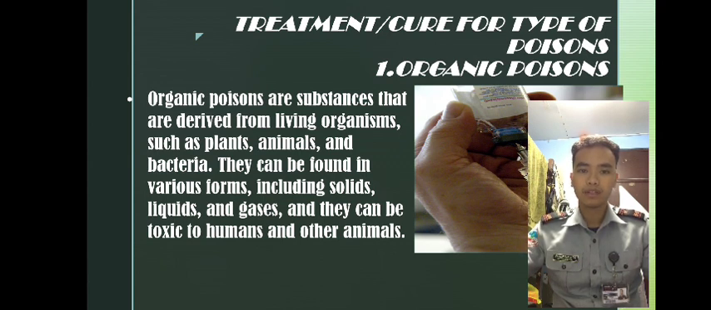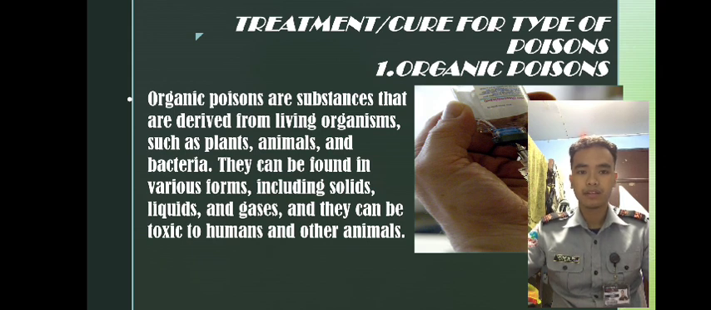First, in plant toxins, treatment for plant toxin poisoning can include inducing vomiting, administering activated charcoal to absorb the toxin, and providing supportive care like fluid replacement and oxygen therapy. In severe cases, medical interventions like dialysis and respiratory support may be necessary.